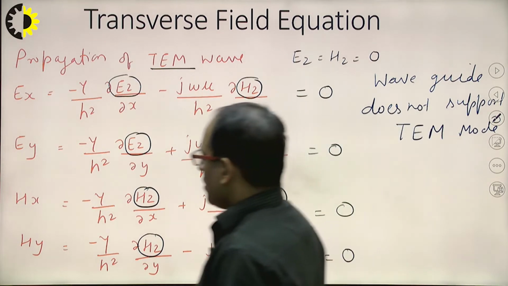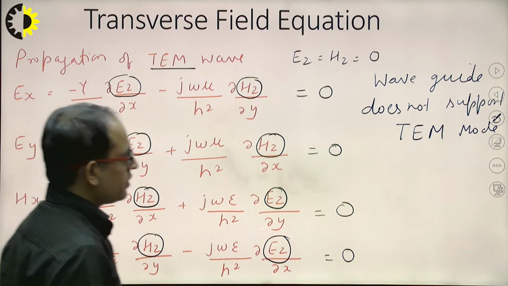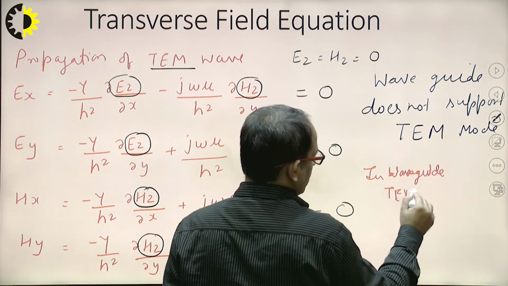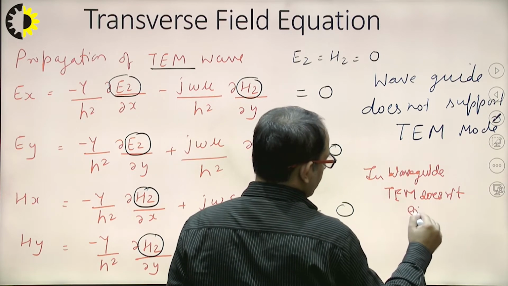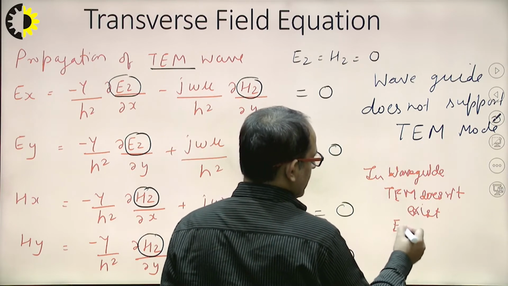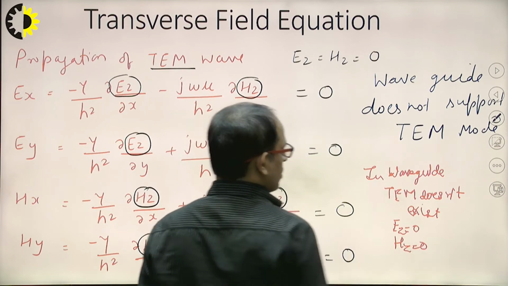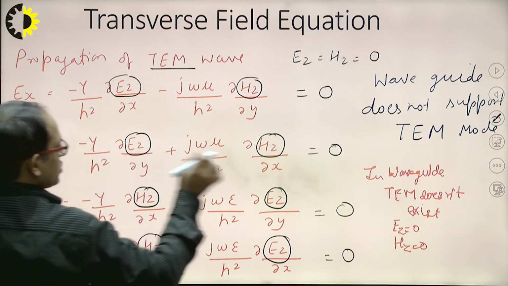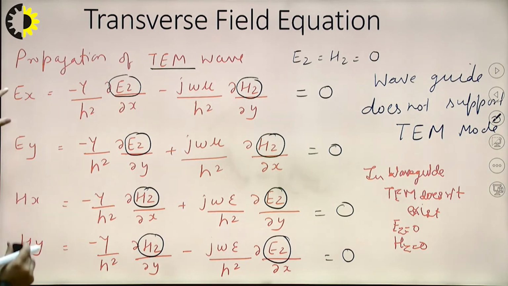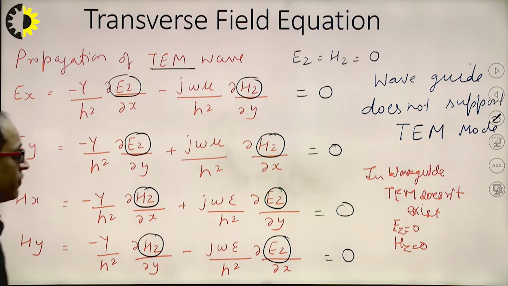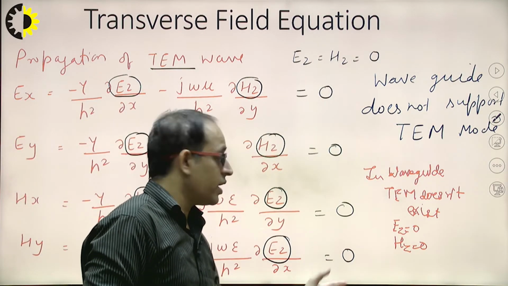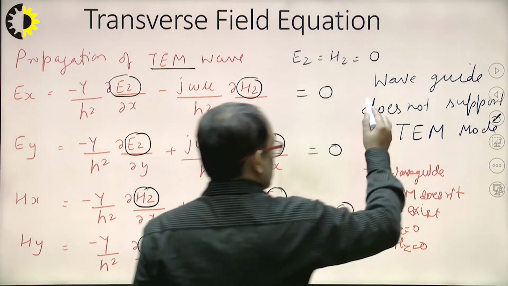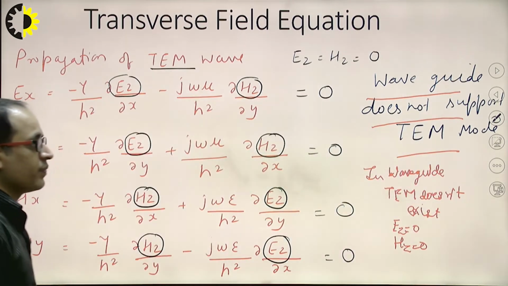Now see, here the question comes, why do we always say that in a waveguide the TEM mode does not exist? Why? Because in TEM mode Ez is equal to 0 and Hz is equal to 0. Now we put Ez equal to 0 here, Hz equal to 0 here. So you will get that there will be no existence of Ex, Ey, Hx and Hy. And when there is no existence of Ex, Ey, Hx, Hy, and already Ez and Hz are equal to 0, all fields will vanish. That's why we always say that the waveguide does not support the TEM mode. Clear?